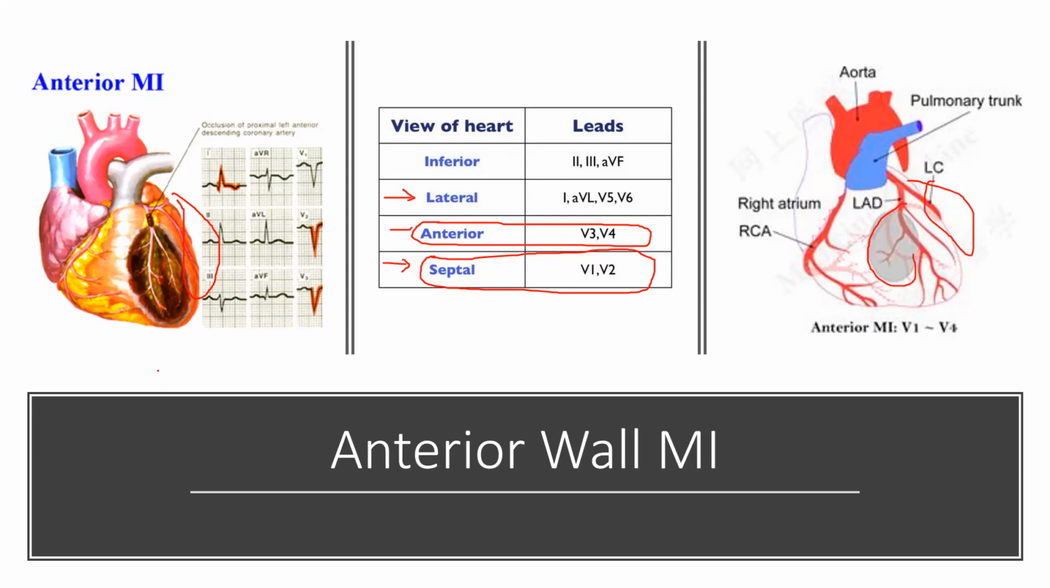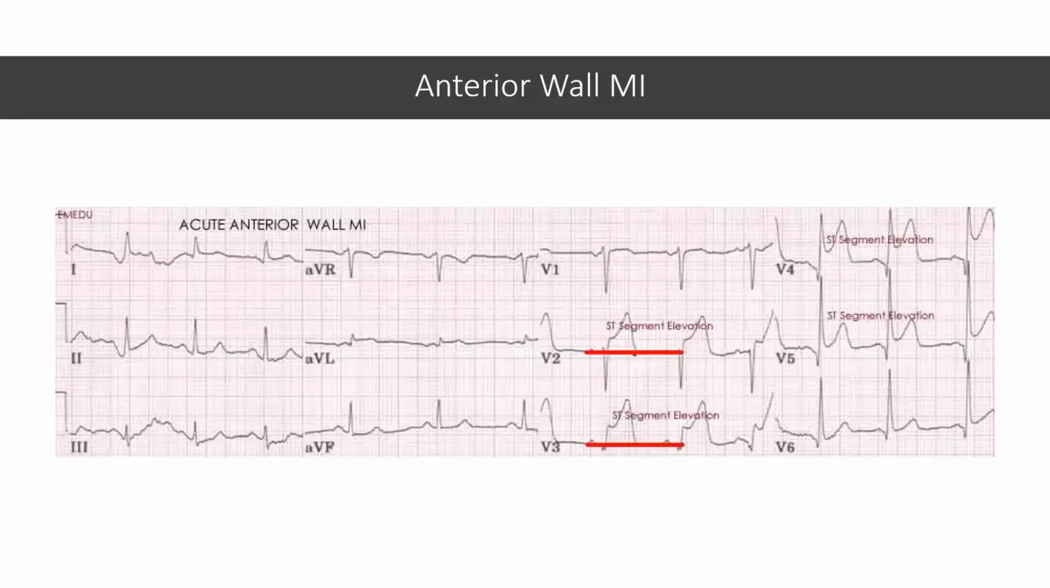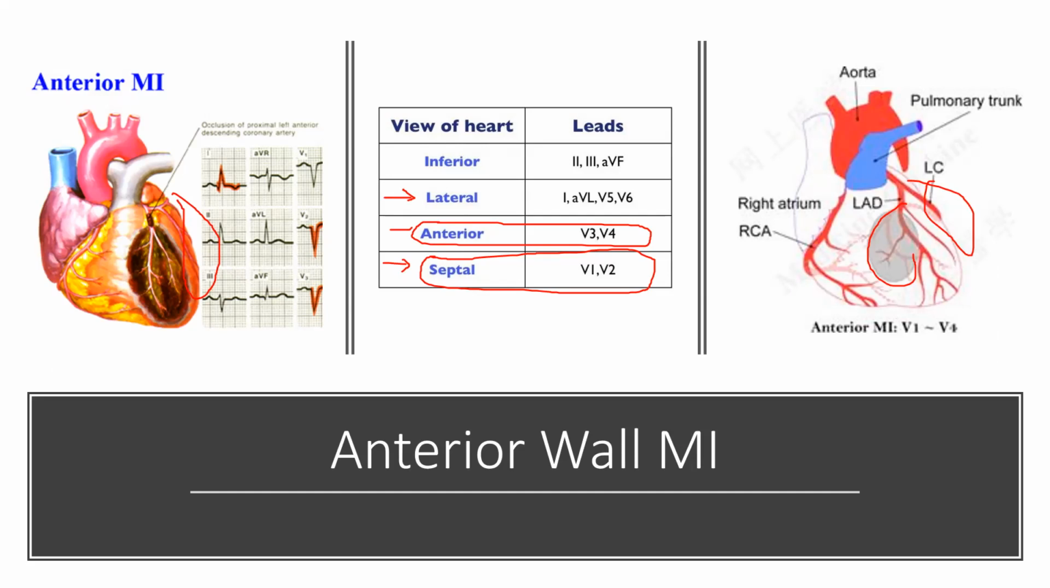So what are some of the interesting findings whenever you have an anterior wall MI? Well, anterior wall MIs usually are going to be accompanied by the presence of bundle branch block. It is very, very common because the bundle branches are located right over here on this particular area. And that is the reason why it's very common in the presence of an anterior wall MI.